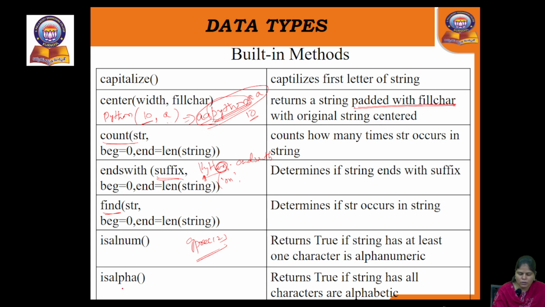And then isalpha. Here it will check whether the string has only alphabets or not. For example, if I consider the same example, GPREC123, it gives false. If I consider only GPREC, then it will give true. That means the string should consist of only characters. No numbers should be within the string.